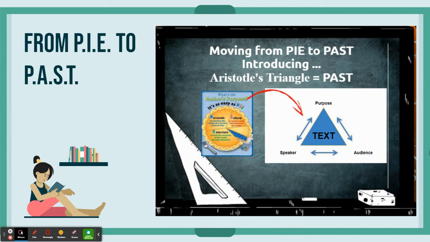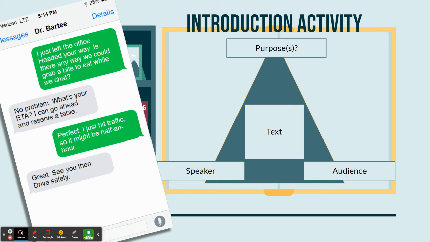And it can be modified to be a little more sophisticated, like I'm going to do for you guys, because you're adults, so we're going to use an adult example. But I want you to know this process works from third grade all the way up until graduates. And so, moving from PIE to PAST, we have a triangle on the board. We have P, purpose, A, audience, S, speaker, and T, text, all already spelled out for the student when we're introducing it. And then we select a text that we're going to analyze with this strategy.